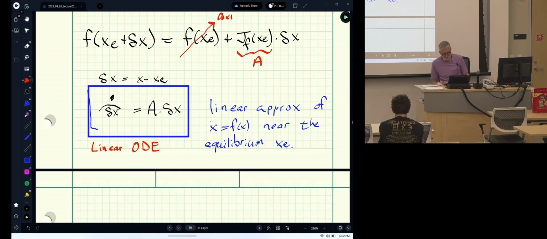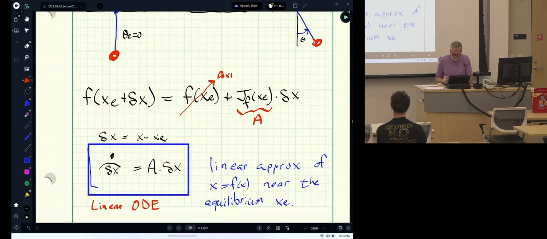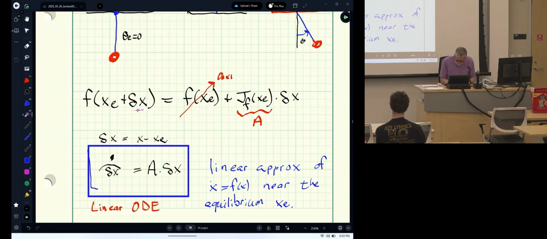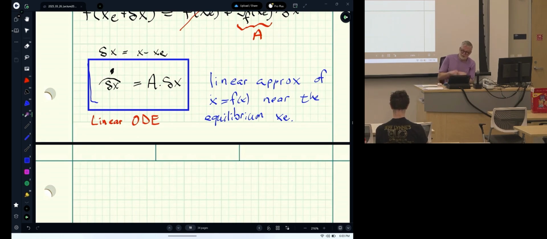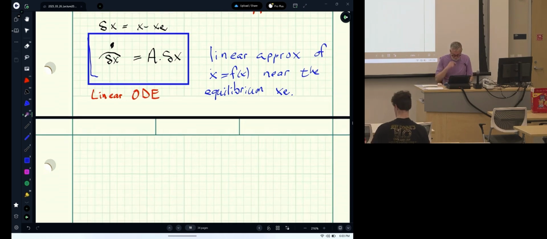It's like, can this linear differential equation, this small signal approximation, where delta x is a small deviation away, that's when this part is a good representation of the nonlinear thing. Can that tell us anything about the actual nonlinear system? And the answer is yes.